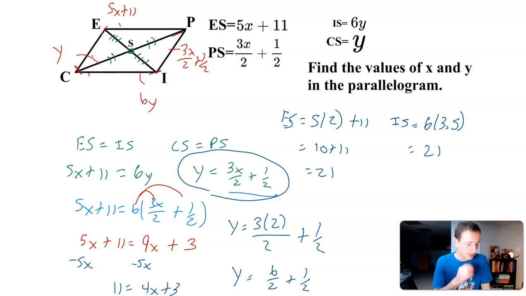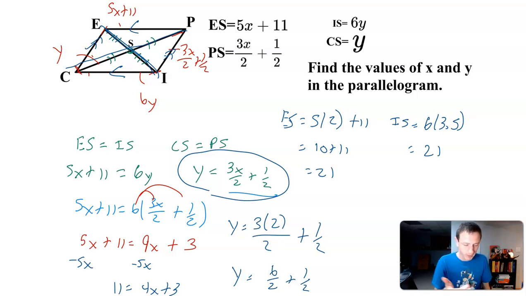So the property you need to know there is that the diagonals of a parallelogram bisect one another. In a parallelogram, the opposite sides are parallel. So this side and this side are parallel, and these two sides are parallel to one another. So we have this property where the diagonals bisect one another.